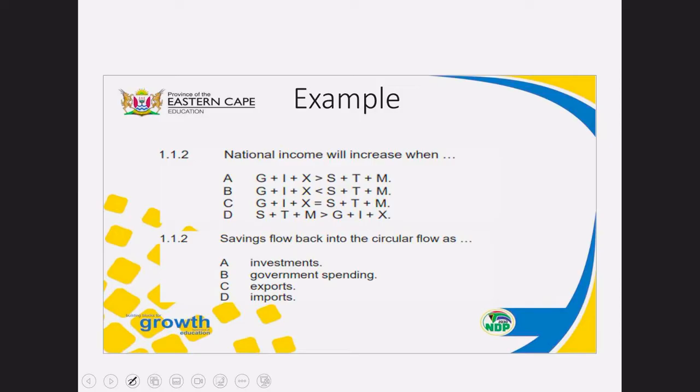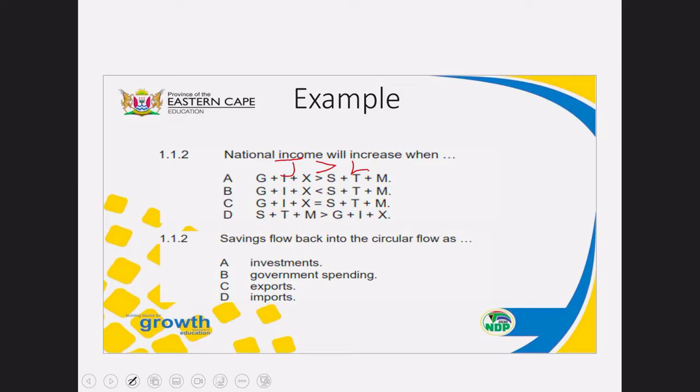Your G plus I plus X will be your injections. We always have J for injections. And your S plus T plus M will be your leakages. Now, it says here, if your injections are greater than your leakages, what happens to the national income? You must be able to give an answer now. If the national income increases, then that means your injections are greater than what?